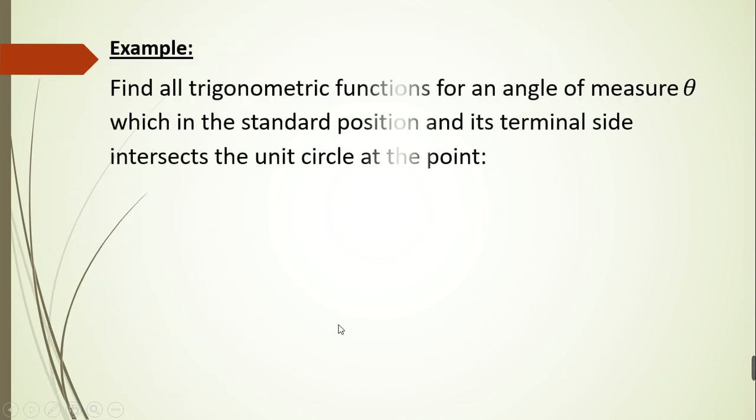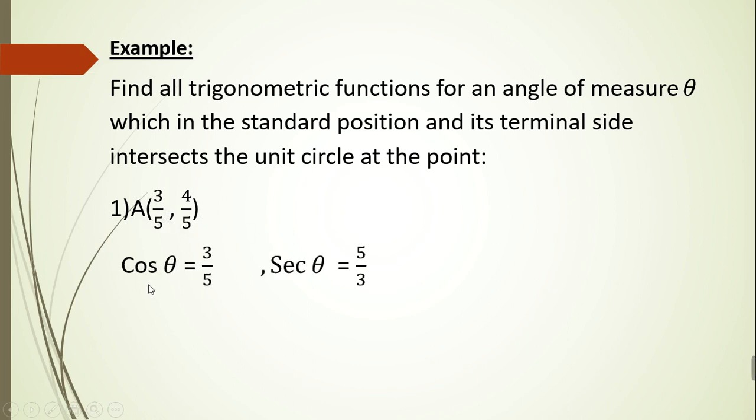Example. Find all trigonometric functions for an angle of measure theta, which is in the standard position and whose terminal side intersects the unit circle at a point. Number 1, the point is A, (3 over 5, 4 over 5). Okay, we agree that the first number is for cosine and the second for sine. That's good. So cosine theta here equals 3 over 5.